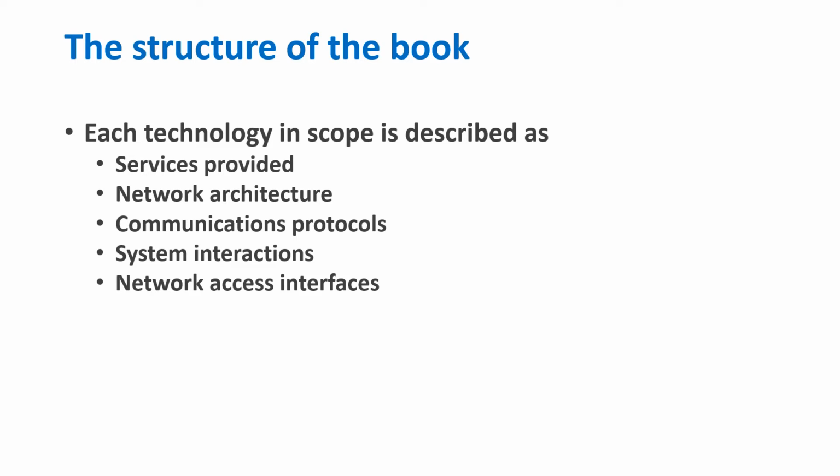The description of a single technology in the book covers these kinds of aspects: the services provided by the technology, the communication network and protocol architectures, the individual network elements and protocols within the architecture, system interactions between the network elements using the communication protocols, network access interface details. Let's take the GSM mobile system as an example of this approach. All the diagrams shown in the video are taken from the book.